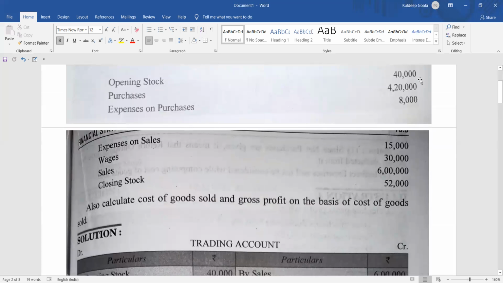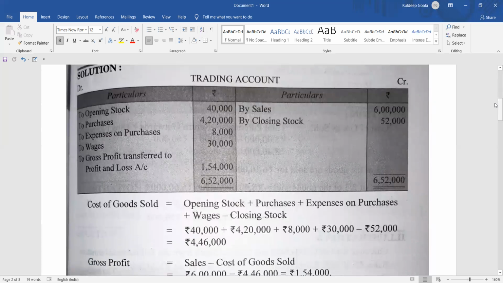Opening stock is 40,000, right? Plus purchases refers to how much? 4,20,000. Expenses, that is the direct expenses. What are the direct expenses here? Expenses on purchase 8,000. Wages 30,000. So 40,000 plus 4,20,000 plus 8,000 plus 30,000 of wages, and what we are going to deduct? Closing stock of 52,000.